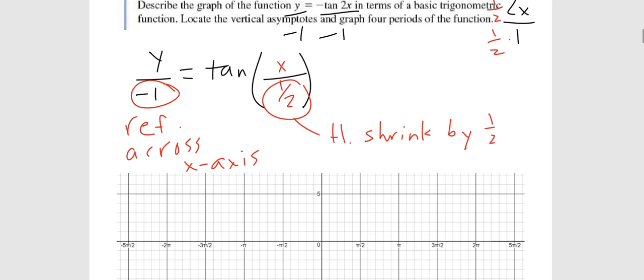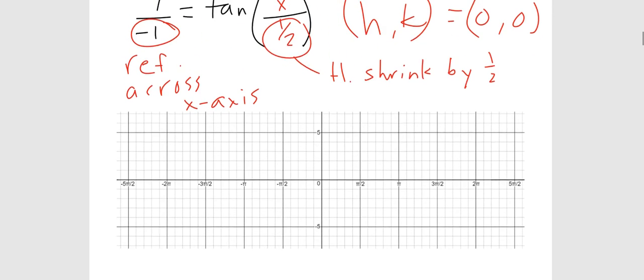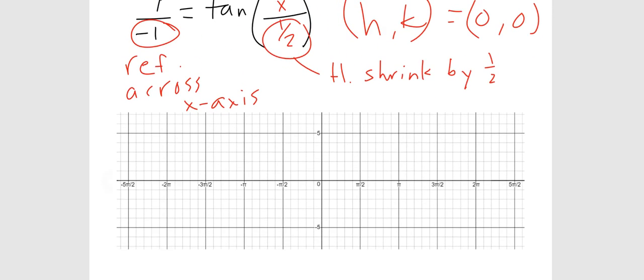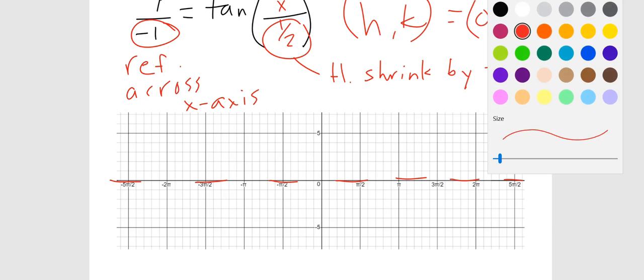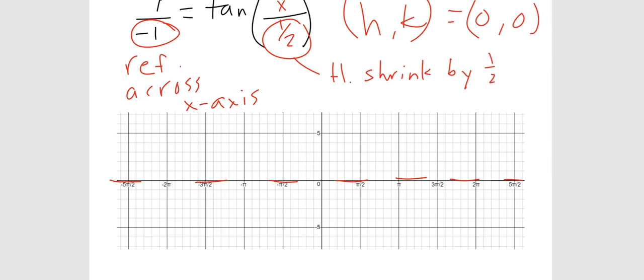No shifting. So my HK is still 0, 0, right? No phase shift, no vertical shift. Okay, center line of the wave is still going through here, right? All right, now, don't get confused with the whole idea of a horizontal asymptote, because that's not true. We still know that HK is there.